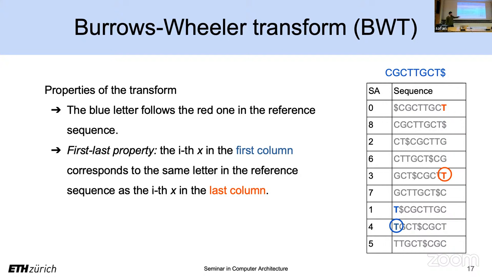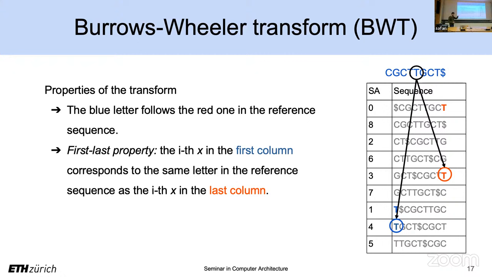The second one is what I call the first-last property. Also by example, here I circled the second T of each column. The blue one is the second T of the first column, the red one is the second T of the last column. These T's correspond to the same T in the reference sequence. You can have many T's, but we know these are the same T.